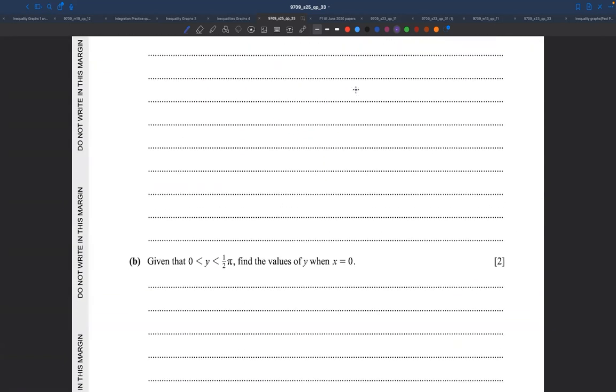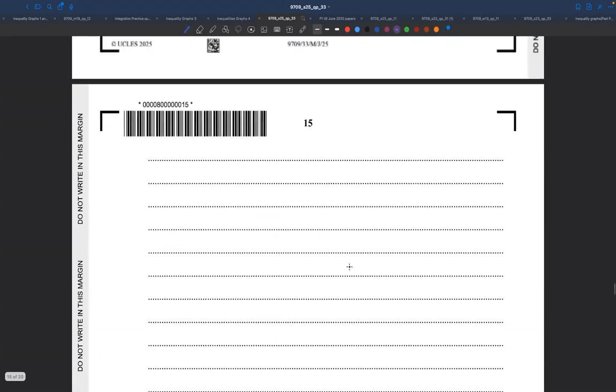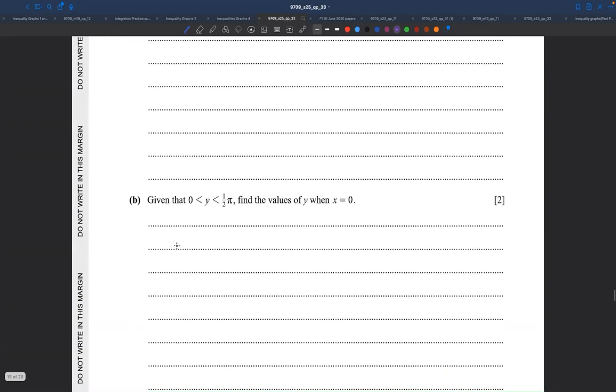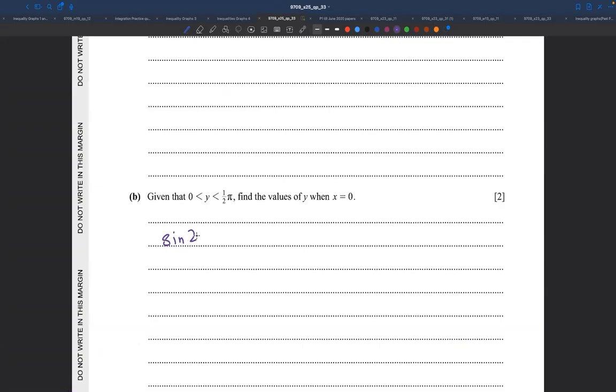Given that y is between half pi and 0, find the values of y when x equals 0. Now in the same expression, I will write x equals 0. So I will get sine of 2y equals minus x, which is 0, right?